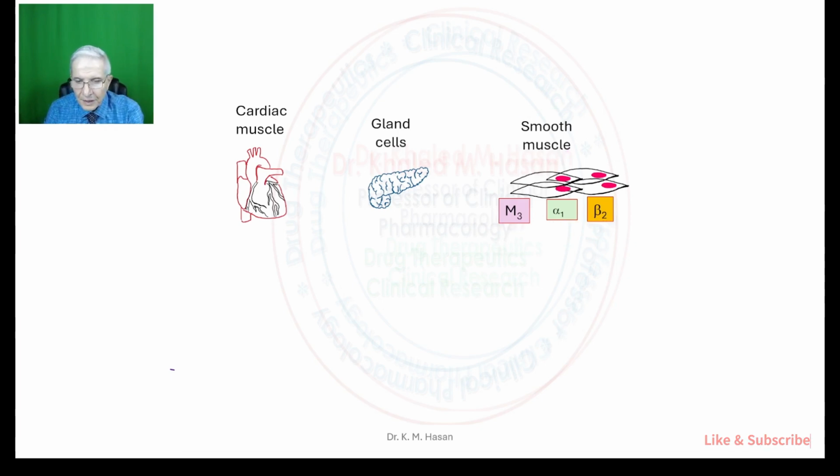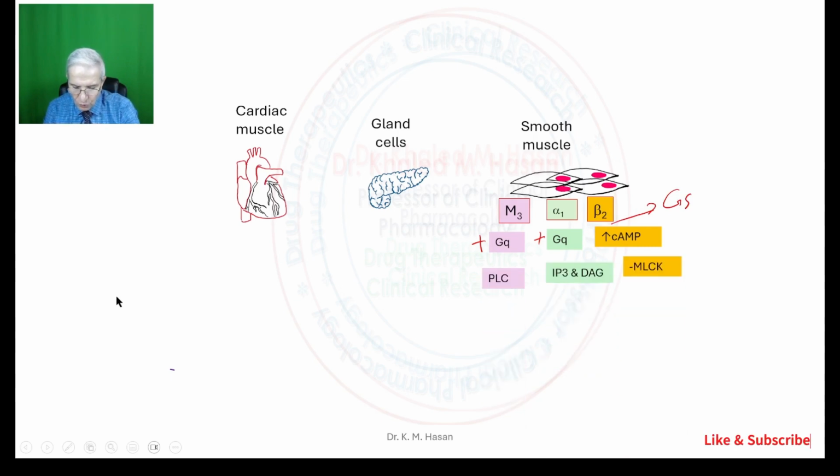Okay, again we need to understand the pharmacodynamics before we start learning the autonomic nervous system. As you can see in this chart, we have what type of G protein will be affected by each receptor. Muscarinic 3 activates Gq protein. On the other hand, alpha 1 activates the Gq protein. Here we have Gs protein. Okay, so Gq will activate phospholipase C. Gq will activate IP3 and DAG.